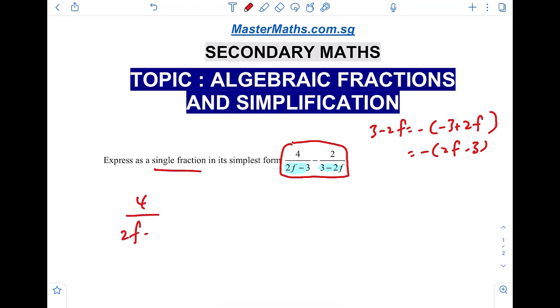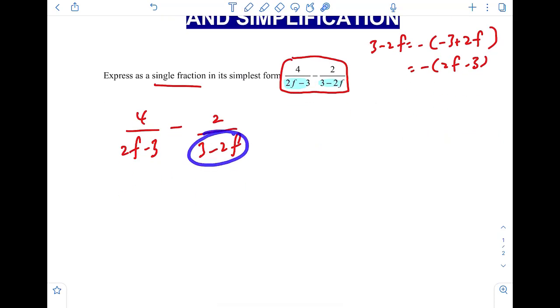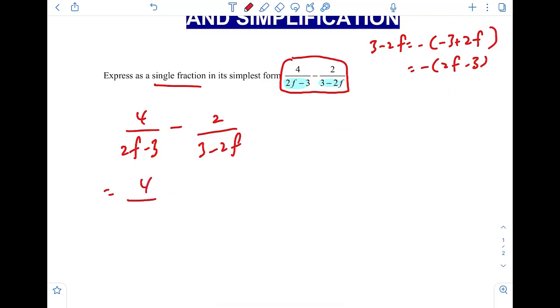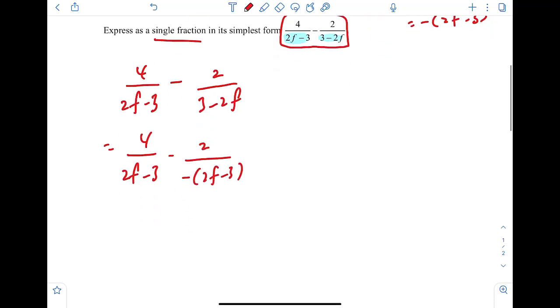4 over 2f minus 3 minus 2 over 3 minus 2f. So we have to make sure the denominators are the same before we combine them. At the moment, they are very similar, but not exactly the same. But again, how do we change this to look like this? Use the explanation at the top here. Have a look here. So 4 over 2f minus 3 minus 2 over negative 2f minus 3. All I'm doing is to change the denominator to this.